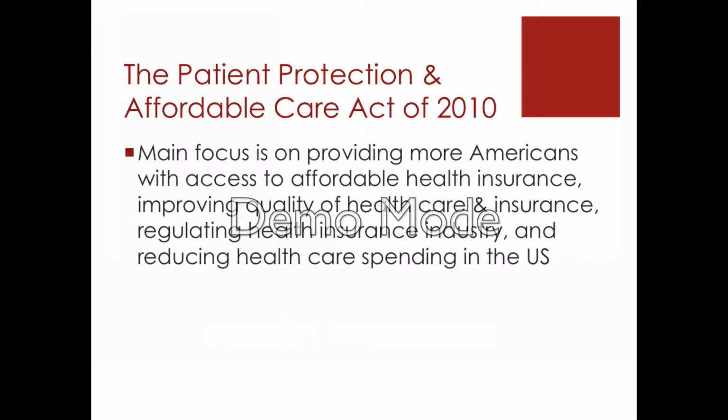The Patient Protection and Affordable Care Act of 2010 was originally enacted by President Obama, and its main focus is on providing Americans with access to affordable health insurance, improving the quality of care and health insurance, regulating the health insurance industry, and reducing healthcare spending in the U.S. Its overall focus was to make health insurance more affordable for the working class, mostly the lower middle class and the lower class. But in most research, they're focused as low income and middle income families.